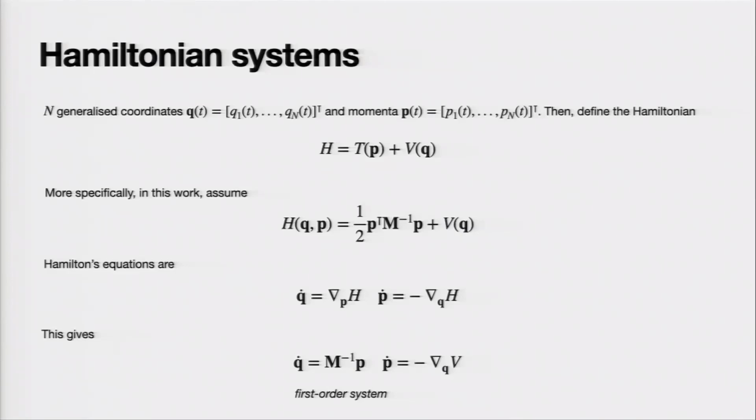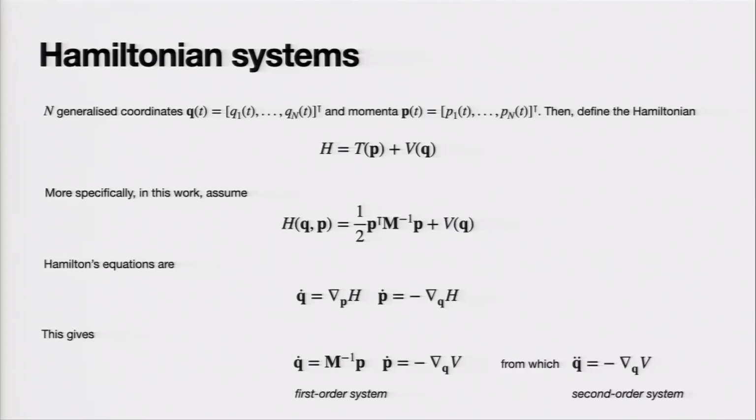So Hamilton's equations are just given as the time derivatives of q and p. If you read Hamilton's theory, you just have that the time derivative of q is equal to the gradient of the Hamiltonian with respect to the momenta, and the time derivative of p is equal to negative gradient of the Hamiltonian with respect to the coordinates q. But because the Hamiltonian has got this specific form, then the time derivative of q is just equal to the inverse of the mass matrix times p, and the time derivative of p is equal to negative of the gradient of the potential V with respect to q.